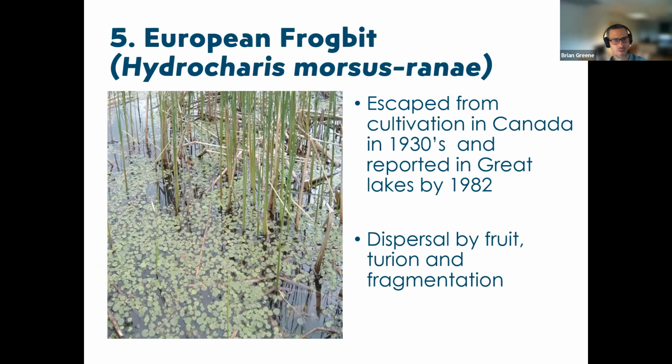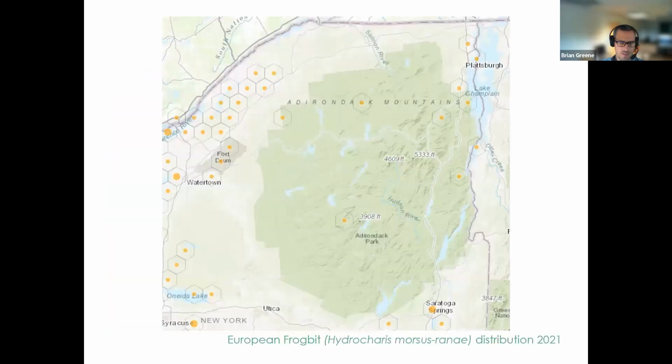Another species that we focus on is European frogbit. This is a floating plant that escaped from cultivation in Canada and is all throughout the Great Lakes region. It can disperse by fruit and turions, which are like overwintering structures, and by fragmentation. Lots of it in Lake Champlain, St. Lawrence Seaway, Lake Ontario. We have a few places in the interior of the Adirondack Park where it has spread.